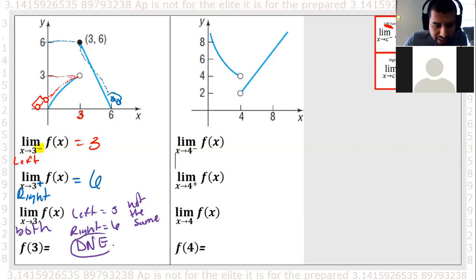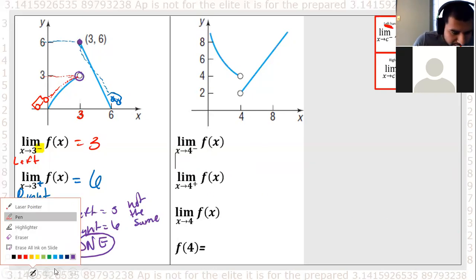This is a perfectly good answer, guys. This is accepted in the AP exam. You can write that there. You don't have to write it out. You don't have to put dots. You're good. This is a perfect answer for this, because the left-hand side and the right-hand side are very different. One is equal to 3, one is equal to 6.